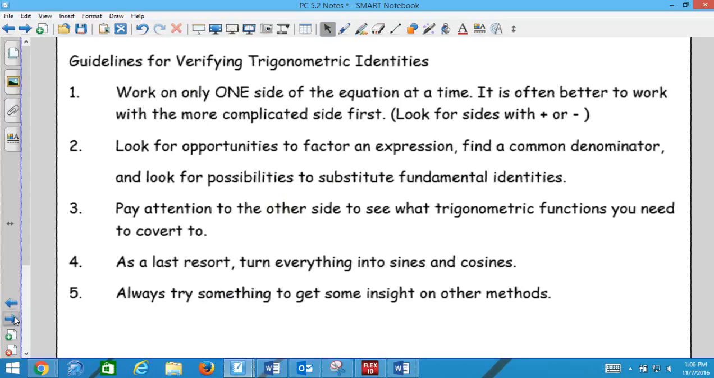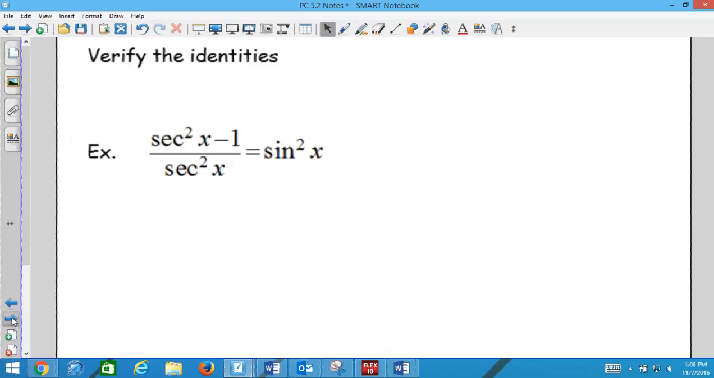So here are some guidelines, some ideas of what you could try. Number one says work only one side of the equation. And we'll do this in just a second, but you see example one has two sides in the equation, a left side and a right side. You're going to choose which side you're going to work with and only do things on that side. You will never change the other side.